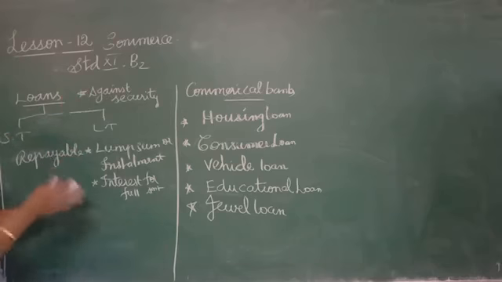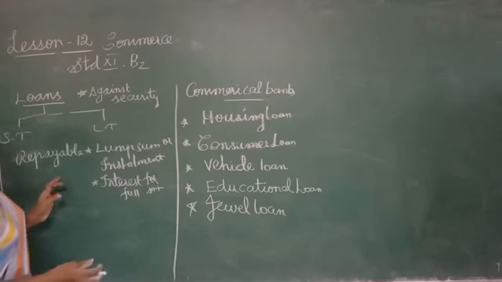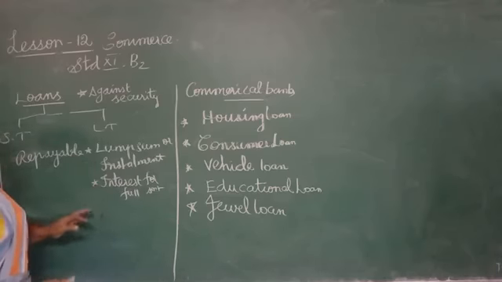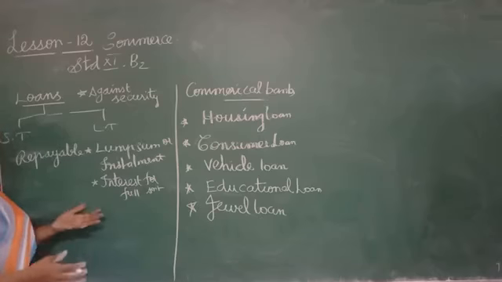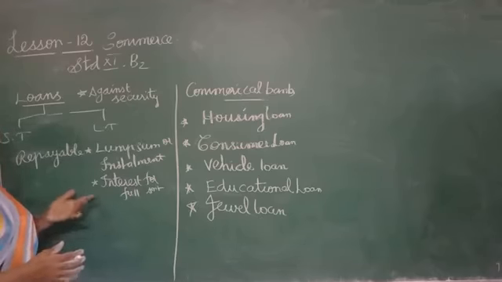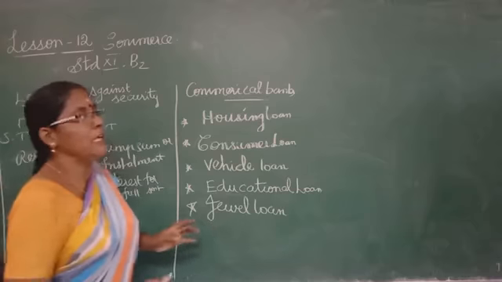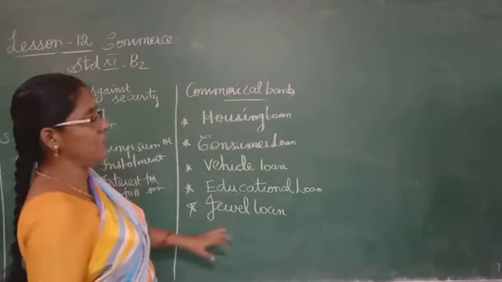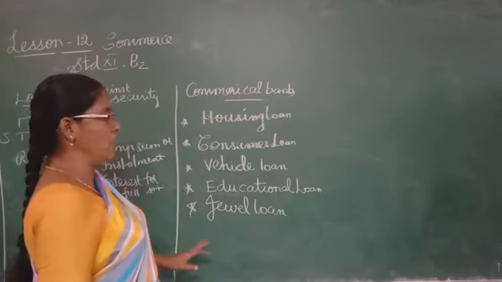After settlement of the money only they will issue the title deeds. The title deeds, the patra, the same thing will be given to the consumer. So the loans will be repayable in lump sum or installment. Whatever the loan interest we are receiving, we have to pay the interest for the full amount only, not the partial. Then the commercial banks issue housing loans, consumer loans, vehicle loans, educational loans and jewel loans.